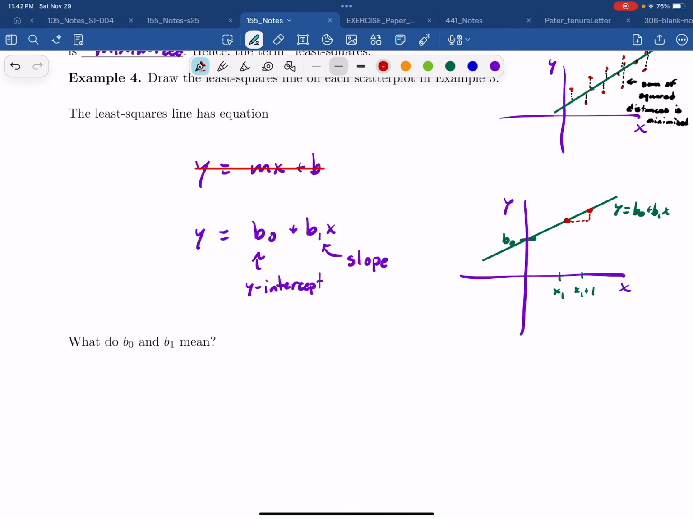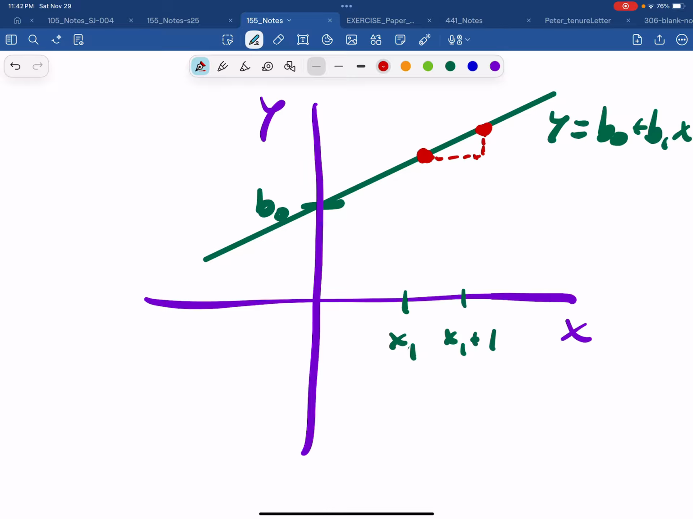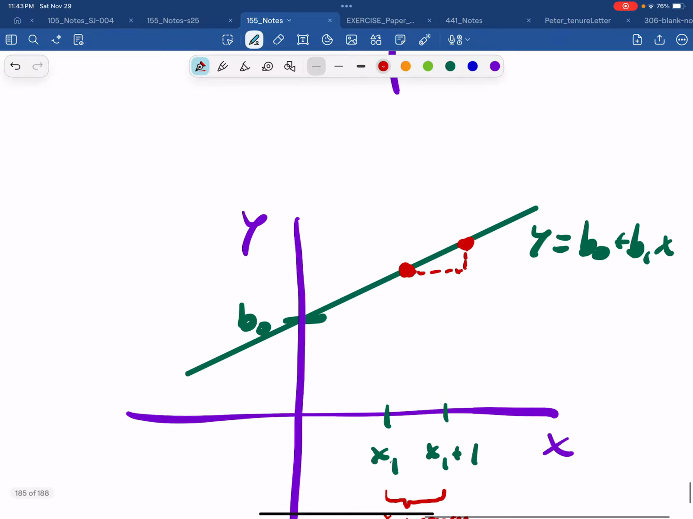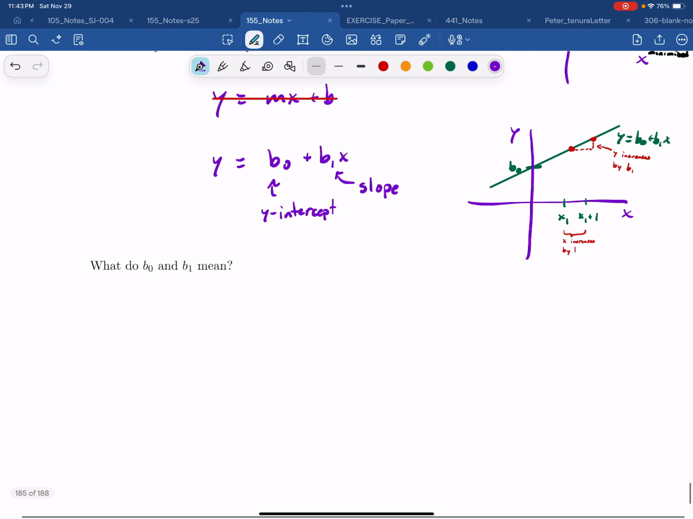So what does that mean? Well, it means that when x increases by 1, the y value will increase by b1. So let me just write that down here. And really we're interested in that distance right there. Y increases by the value b1. That's what the slope means. Okay, so let's just write that down more formally.